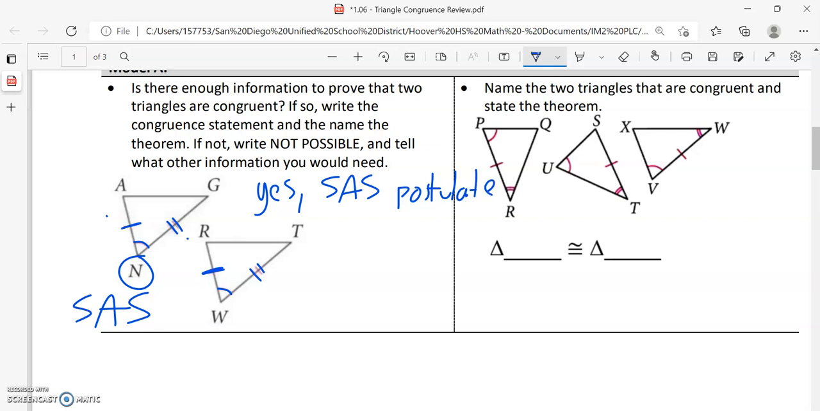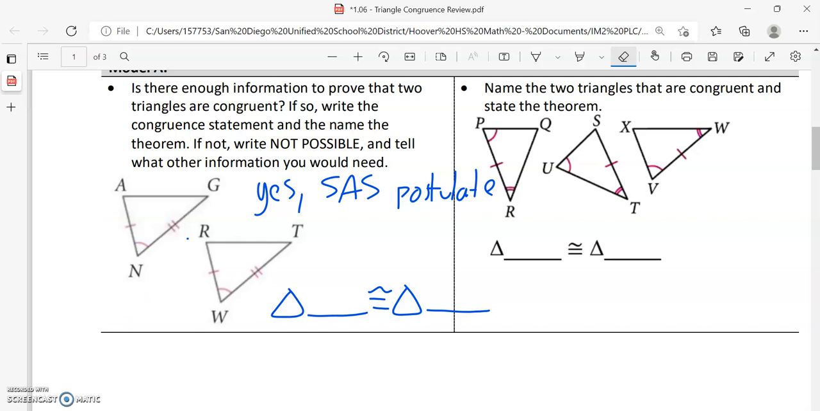And now we've got to write the congruence statement. So it's going to be triangle something is congruent to triangle something. Now be careful here. You've got to make sure you write it in the right order. So I always like to look at the sides that I have. For example, A to N has my one line. So A to N goes into the angle. That'd be the same as RW. See how it's the same? So AN is the same as RW. And then finally from N we go out to G, which is along the 2. And W goes out to T, which is along the 2. So ANG is congruent to RWT.